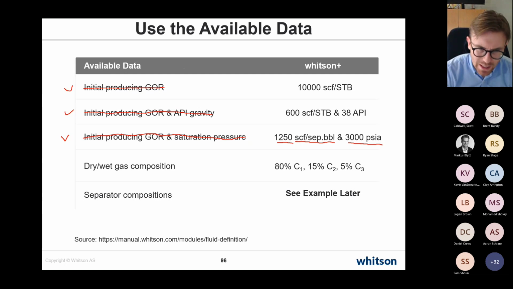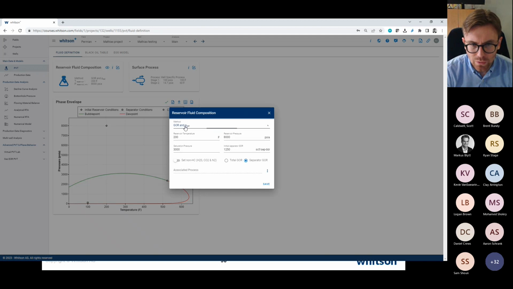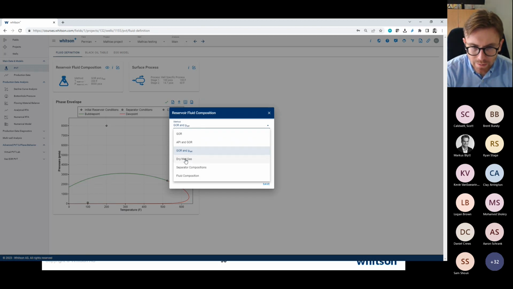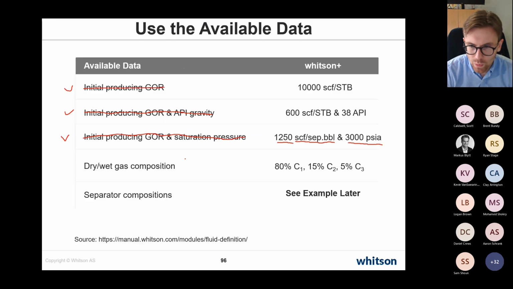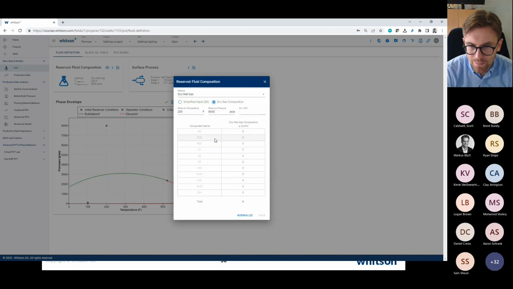The only case that's a little bit special in Whitson Plus is if you have a dry gas case. If you don't have any oil production and you would like to initialize your fluids, you would go down to dry and wet gas composition right here. And we'll do a little bit advanced version of it. You can put in the simplified specific gravity, that we'll do later. But now we're going to click dry gas composition right here.